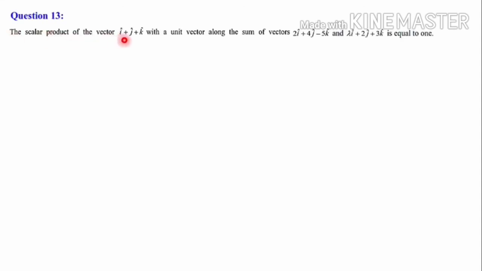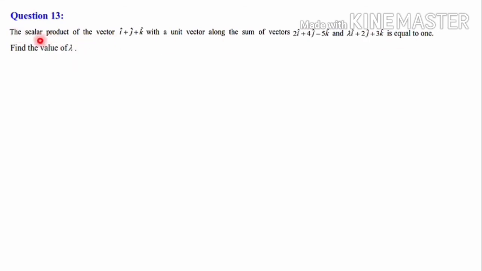Next we shall discuss question number 13. The scalar product of the vector i cap plus j cap plus k cap with a unit vector along the sum of the vectors 2i cap plus 4j cap minus 5k cap and lambda i cap plus 2j cap plus 3k cap is equal to 1. Find the value of lambda. Here the question we have to go through in detail.